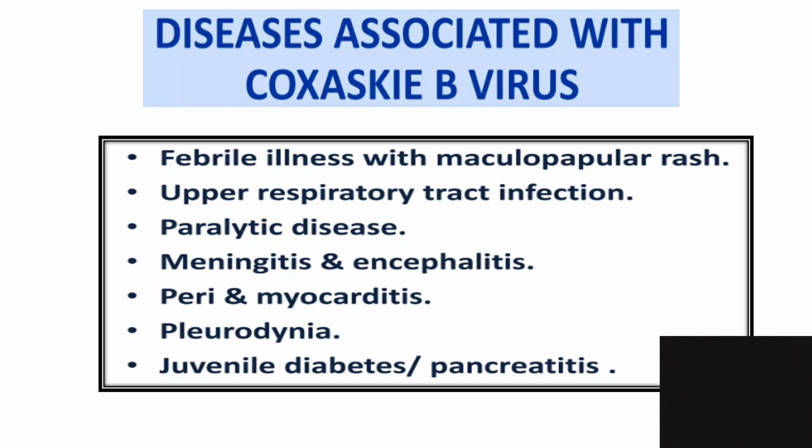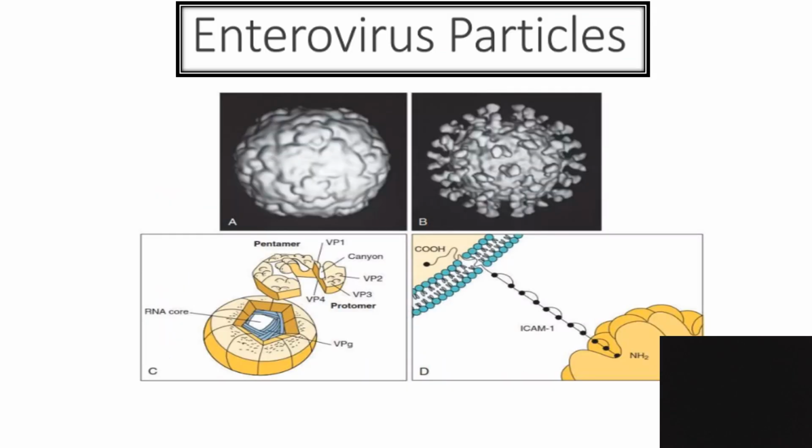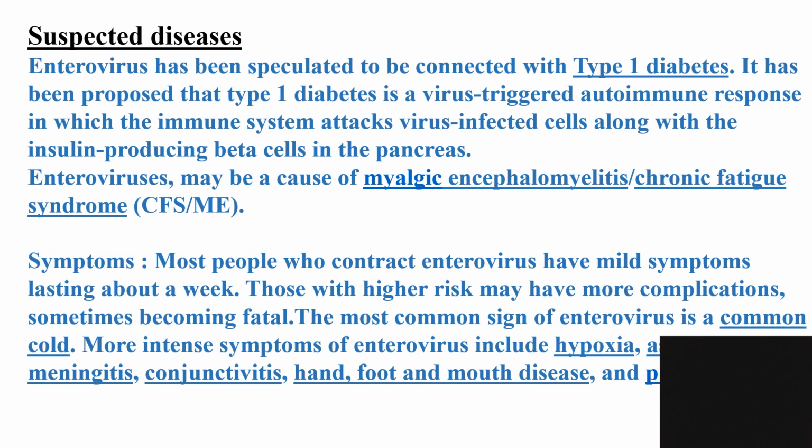Diseases associated with Coxsackie B virus. Coxsackie viruses are of two types, A and B. Coxsackie B virus causes febrile illness with maculopapular rash. So body rash is a common symptom. Upper respiratory tract infection is very painful. Also paralytic diseases, meningitis, encephalitis, myocarditis, juvenile diabetes, and pancreatitis. This virus is the causative agent of all such symptoms. This slide shows a schematic diagram of various structures of enterovirus particles.